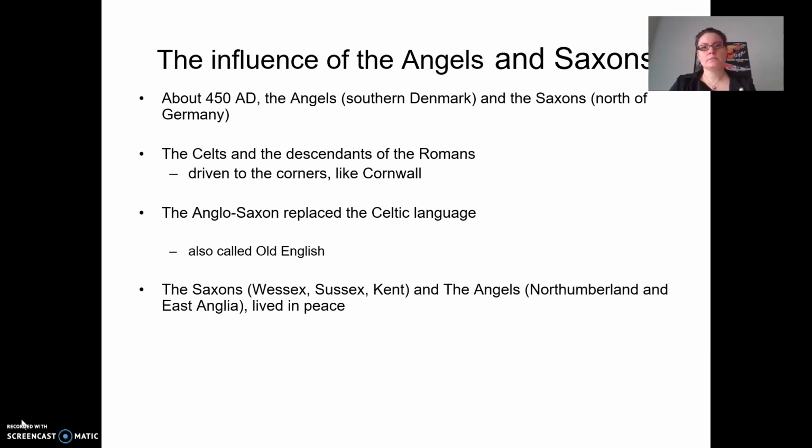The Saxons settled in Wessex, Sussex, and Kent, and the Angles settled in Northumberland and East Anglia, and they lived in peace and traded with one another. And we can see traces from Anglo-Saxon in words like father, house, eat, sleep, drink, sheep, and cow.